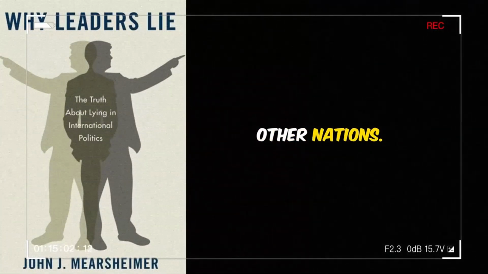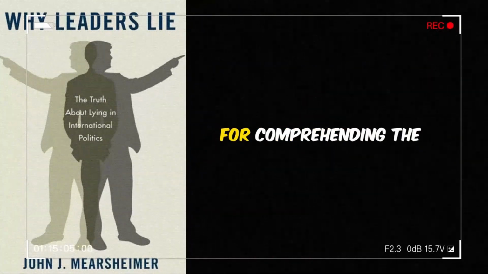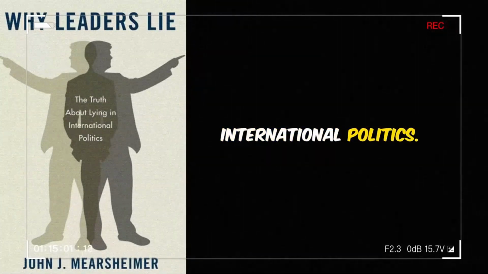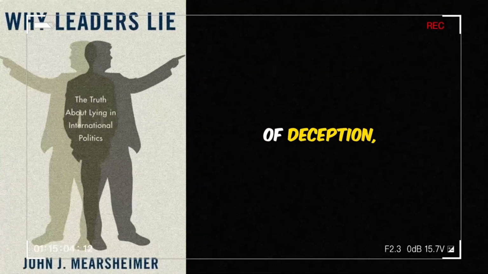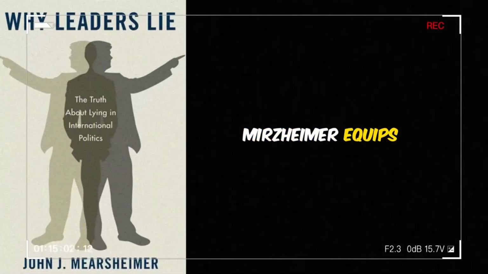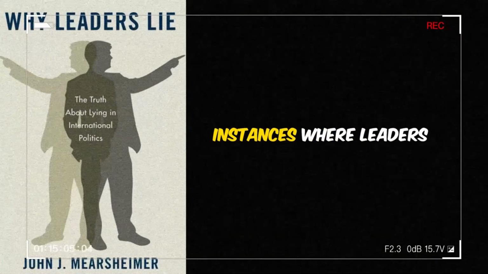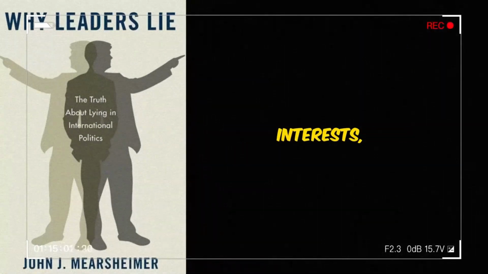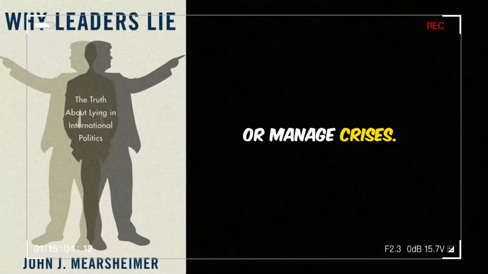Chapter 2 serves as an indispensable foundation for comprehending the intricacies of lying in international politics. By categorizing and dissecting these forms of deception, Mearsheimer equips readers with a robust framework for analyzing the multitude of instances where leaders resort to dishonesty to advance their nation's interests, navigate diplomatic challenges, or manage crises.